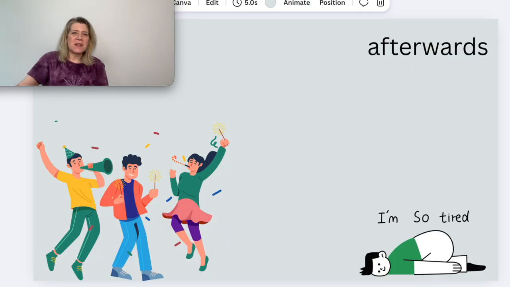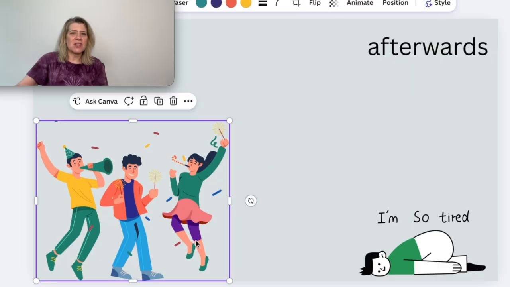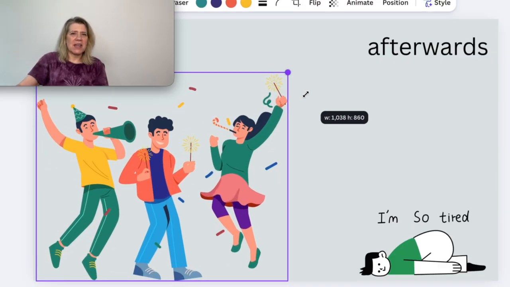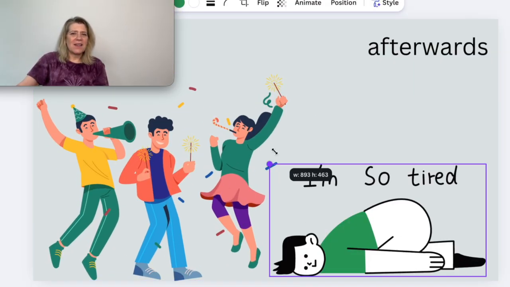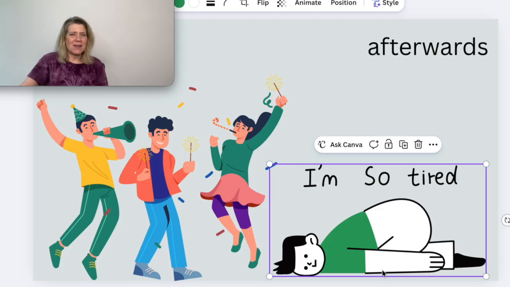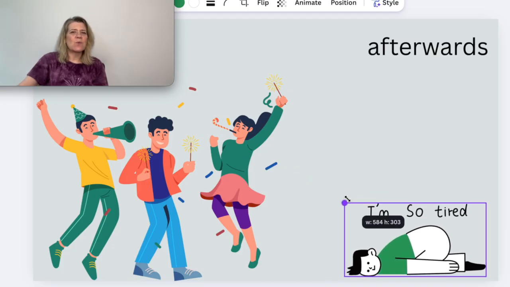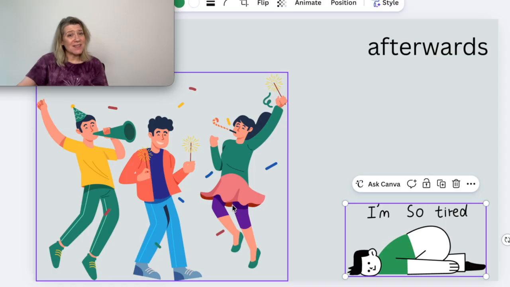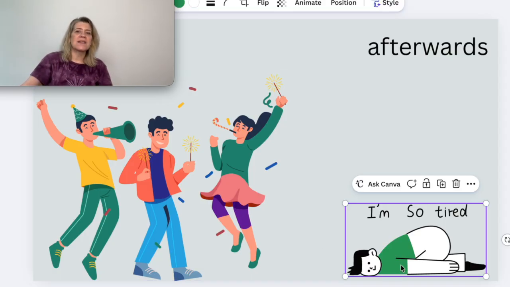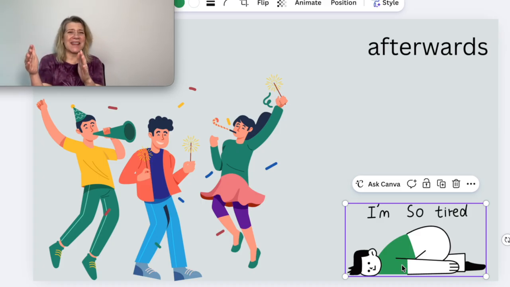So here in these pictures, the thing that happened first is that they had a big party. And after the party, this person was so tired. So I would say, what happened afterwards? There was a party. What happened afterwards? Oh, afterwards, I was so tired. Afterwards. So if there's an afterwards, it implies that something happened before.